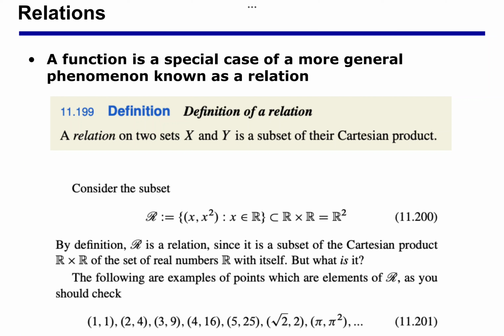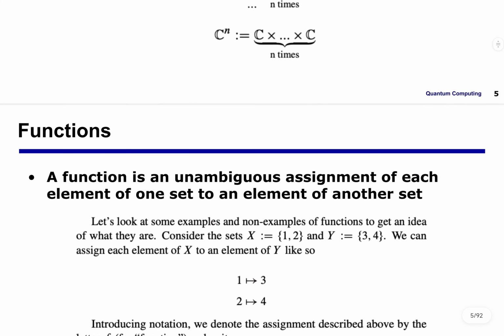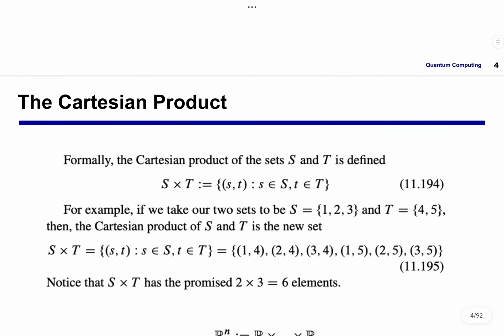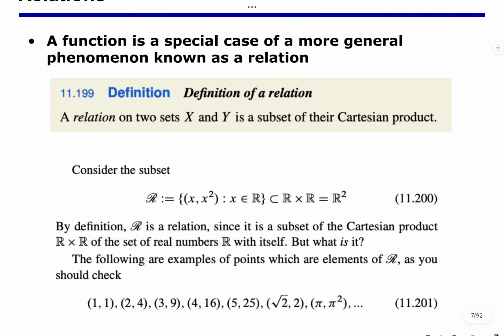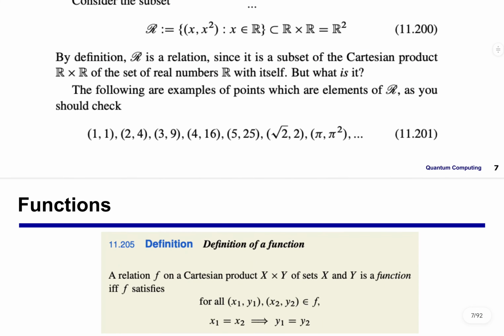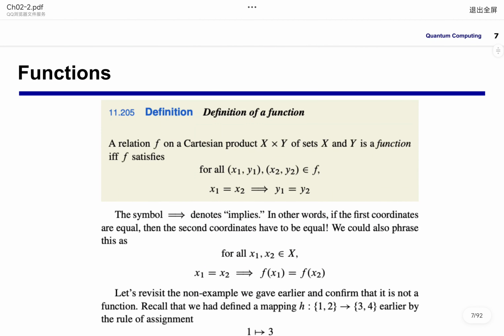What is a relation? A relation means a subset of the Cartesian product. The Cartesian product is just an operation. R is a relation, a subset of R times R. It is a subset of the Cartesian product R times R, where the real numbers are defined. It is like the definition of a function.